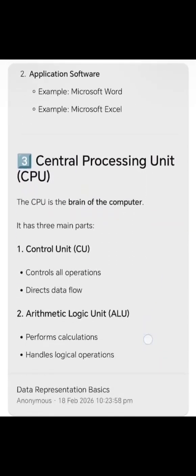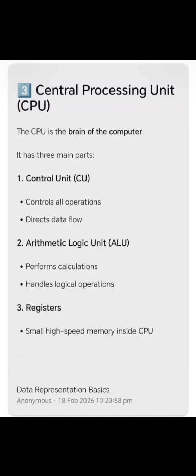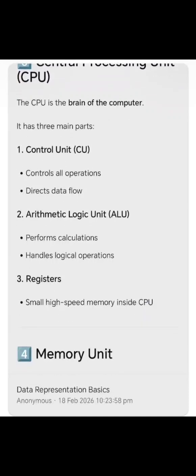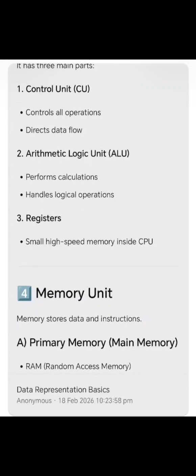Another one is the central processing unit. What is the central processing unit, the brain of the computer? It is the CPU. It has three parts: one is the control unit, then the arithmetic logic unit, and the third one is the register. Control unit means it is going to control all your operations and directs data flow.